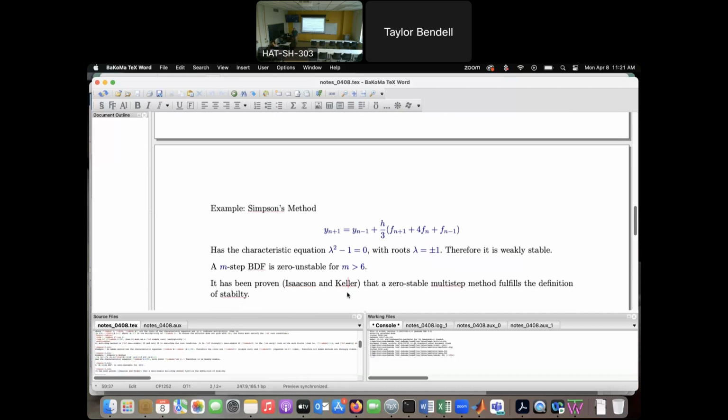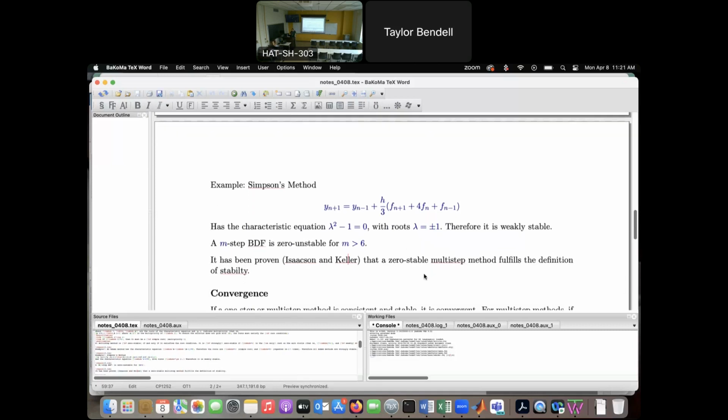It also shows that for both one-step and multi-step methods, consistency and stability in the sense that I defined them last time really does give convergence. So I guess that's their counterpart to the Lax equivalence here. Speaking of which, now that we've covered stability for both one-step and multi-step methods, we can look at convergence.